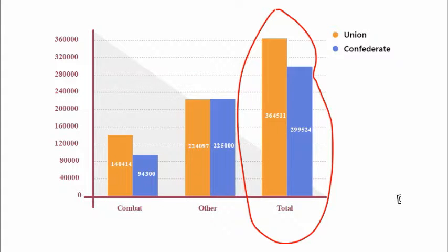The total number of casualties on the Union side adds up to 364,511, and that of the Confederate to about 299,524.